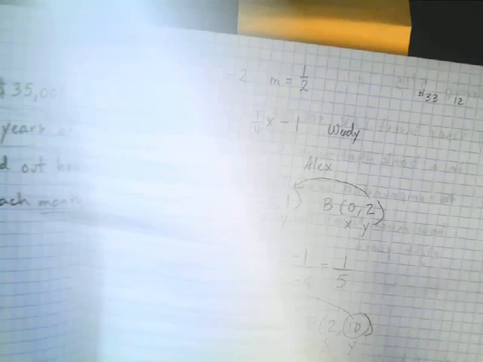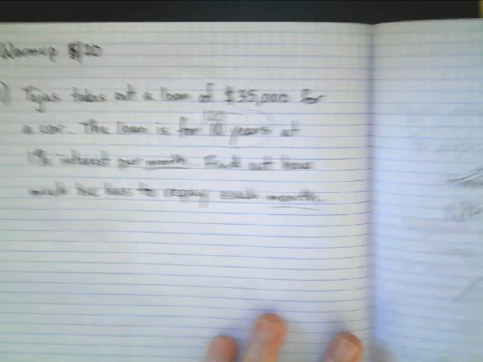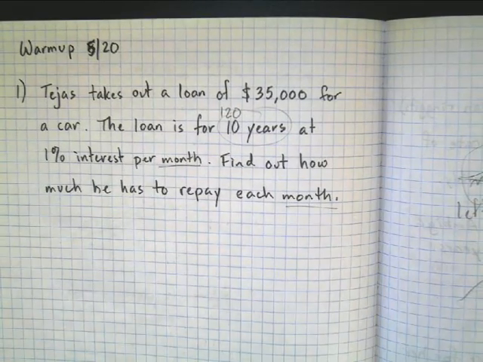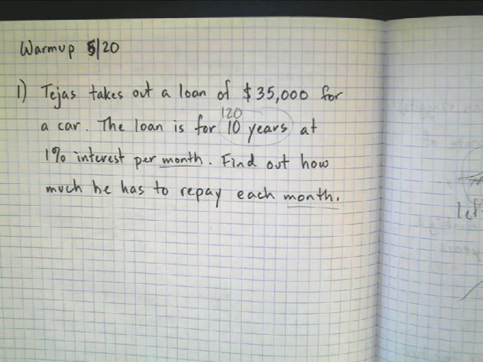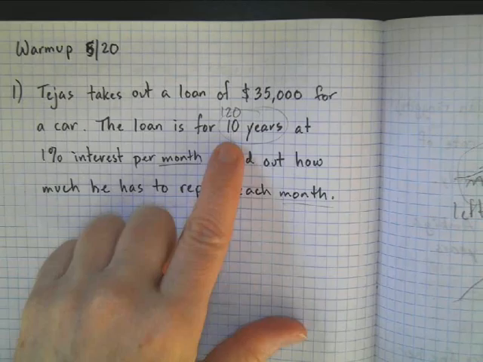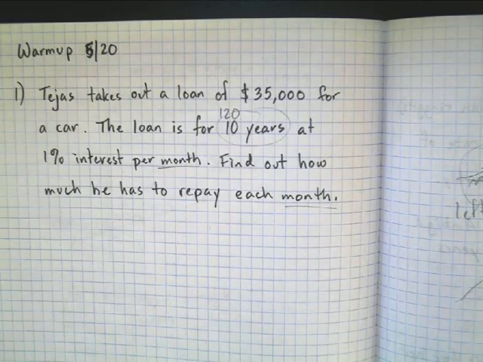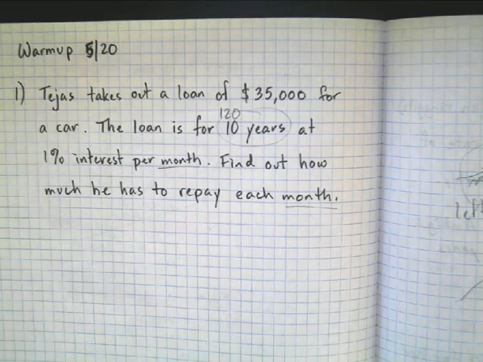So the last warm-up was on 5/20. Here it is. Tejas takes out a loan of $35,000 for a car. The loan is for 10 years. Don't worry about that 120 for a second. It was for 10 years at 1% interest per month. Find out how much he has to repay each month.